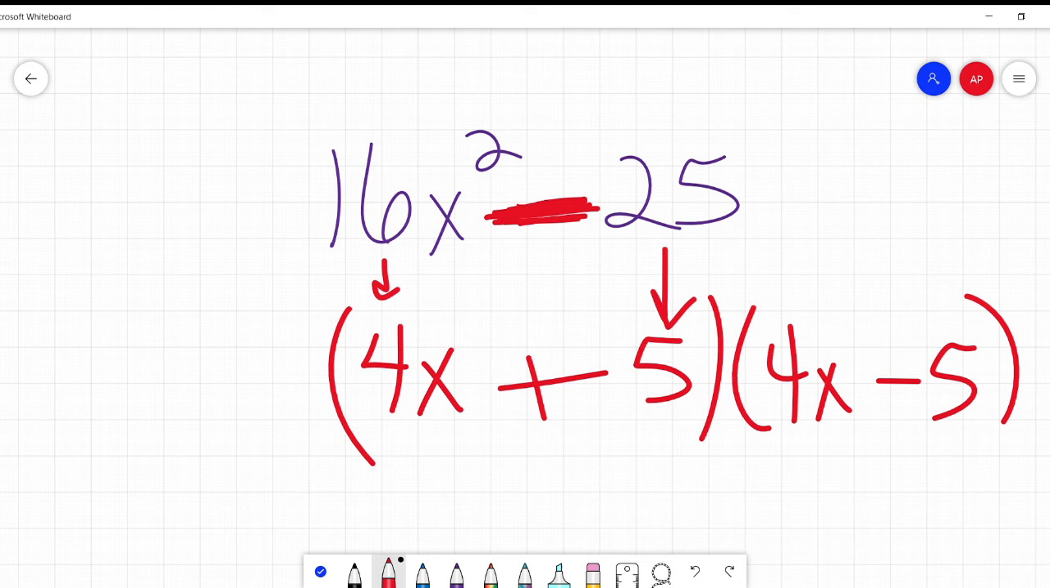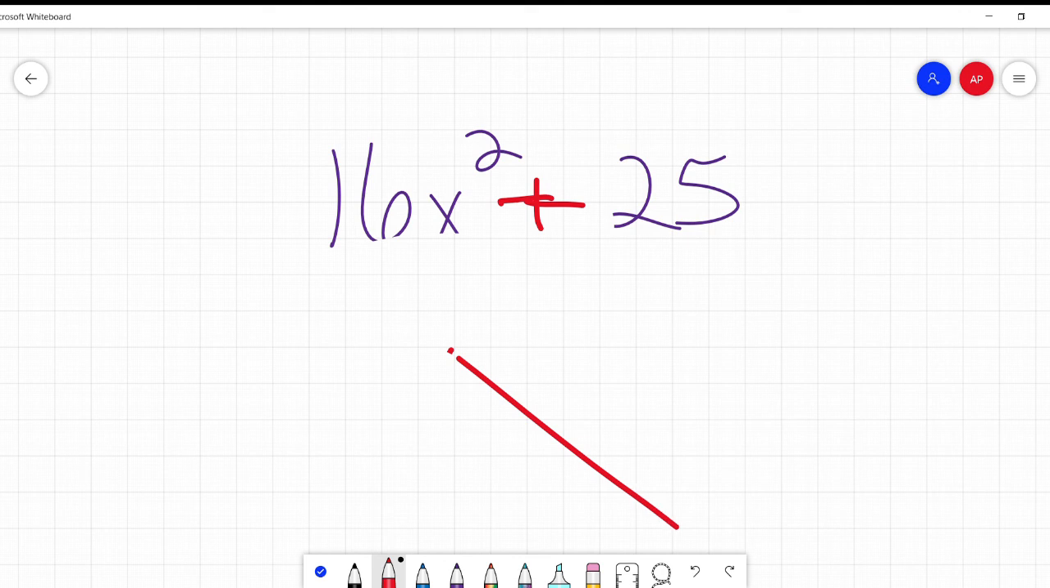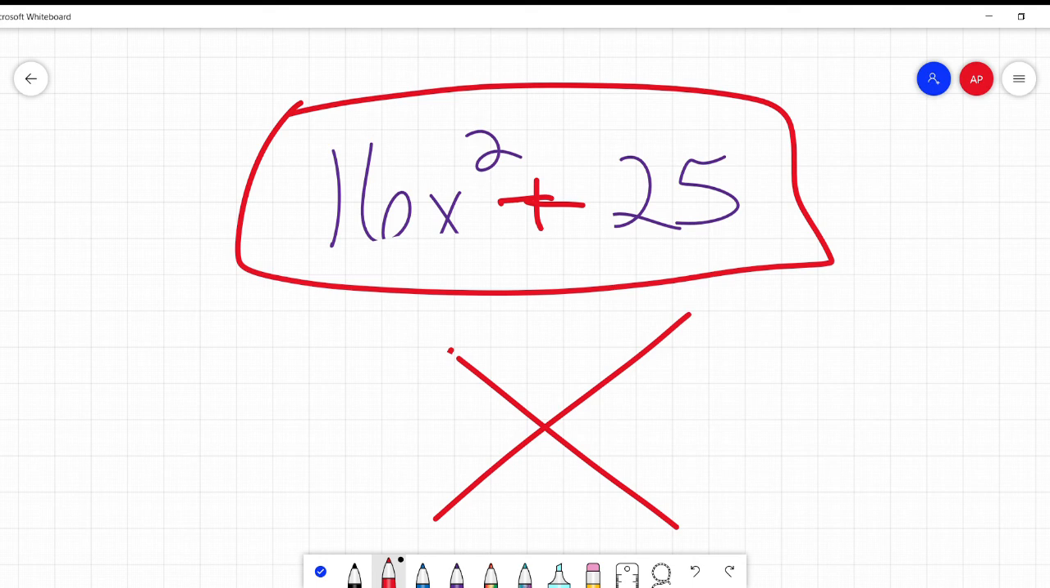If you ever do see something like that, where you get the test and it says 16x squared plus 25 and asks you to factor it, you cannot factor it. This example right here, where it's just two ordinary squares, there's nothing to pull out, there's no greatest common factor, there's none of that stuff going on. It's just two squares and they want you to factor, and they're trying to trick you into using difference of squares. Nope, it is not factorable. Okay, I think that's everything on that topic.